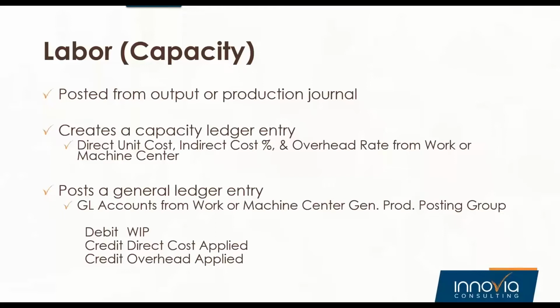As you know, once you post that output or production journal for labor, and of course, if you're automatic cost posting or you run your adjust costs, it'll debit your WIP. It'll credit direct cost applied and credit overhead applied. Now the GL accounts for direct cost applied and overhead applied come from whatever general product posting group is set up on your work center or machine center. The debit goes to WIP, and that will be on your finished good inventory posting group.